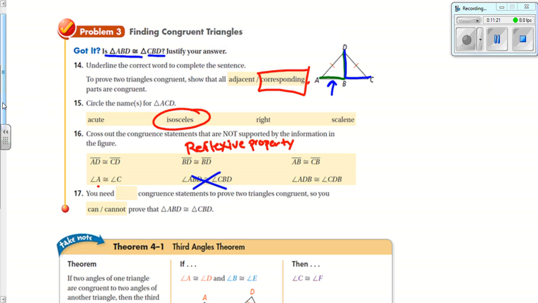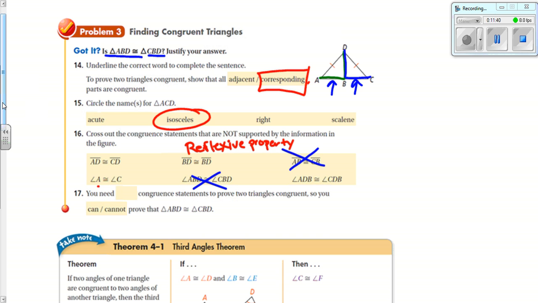AB congruent to CB. Are these two congruent? Same thing, they look like they are, but I have no proof. I have no hash marks. I have nothing telling me that BD bisects it, meaning if it cut it in half, yes, they'd be congruent. But based off the information I'm given, I don't have that. So we can't draw conclusions without concrete proof.